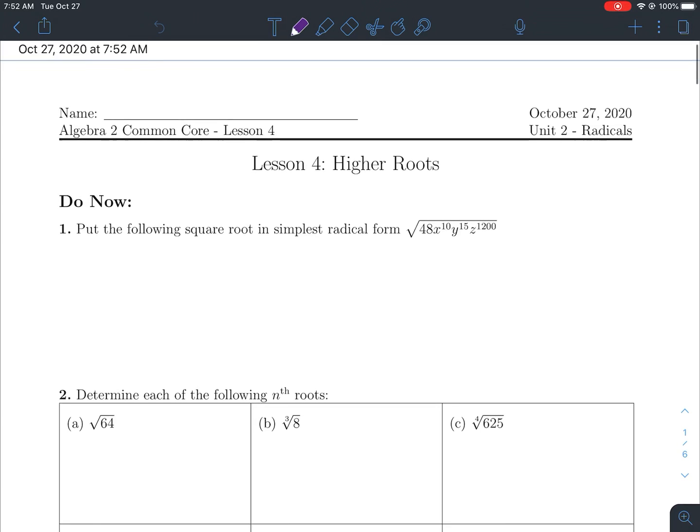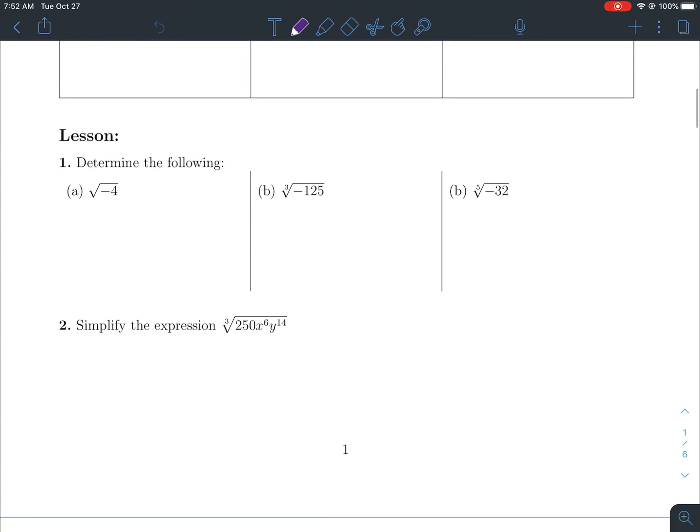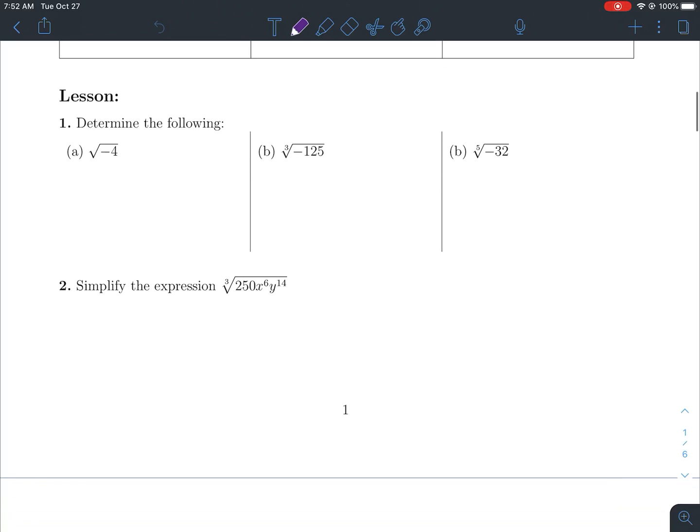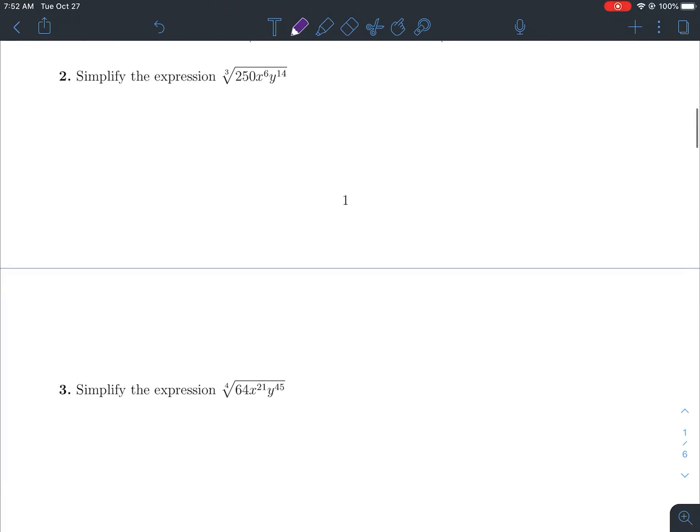Alright, so we did the do now problems, but looking ahead to the lesson problems, this first lesson problem was for you to do, so hopefully you were able to do that before you jumped into this segment of the lesson. The ones we're going to be reviewing in this video are lesson problems 2 and 3. Simplify the expression. Ooh, cube root this time.